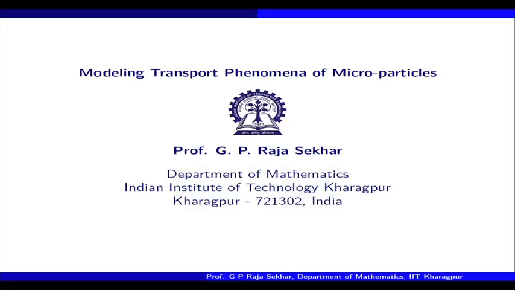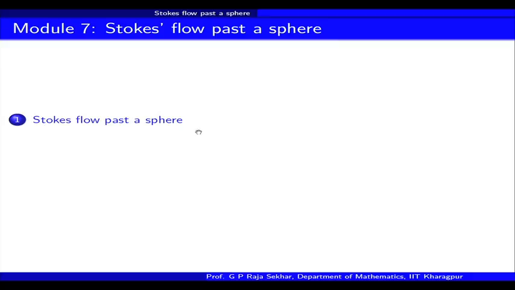Hello. In the previous class we discussed Stokes flow past a circular cylinder. Now we move on to Stokes flow past a sphere. Since the title of the course is transport of microparticles, most of the microparticles are spherical. For example, microorganisms or colloids are spherical, so this is going to be very helpful for us. Stokes flow past a sphere.